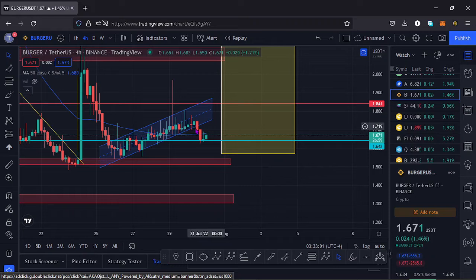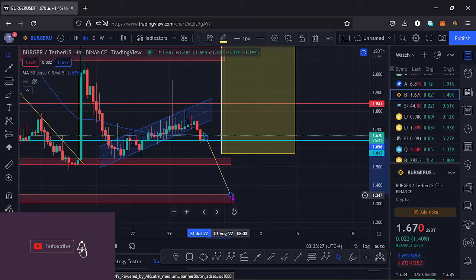Now that we have broken to the lower side of the channel and we are trading at around the $1.64 mark, which is a key area of support, it's possible that Burger might lose that key area of support, and if that happens I expect us to maybe see a retest on the hourly chart, and once that happens then we can continue unlocking even lower prices, and that could take us to around the $1.34 mark in the worst case scenario for Burger.